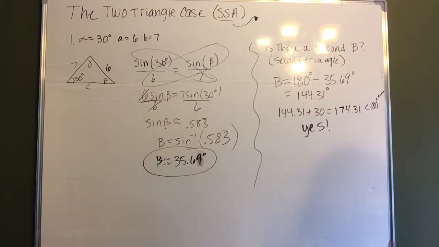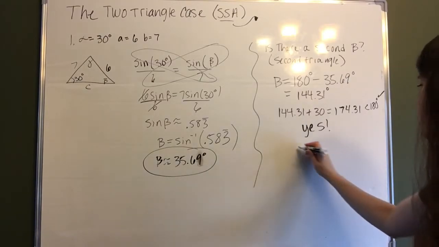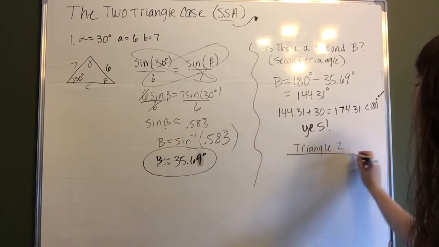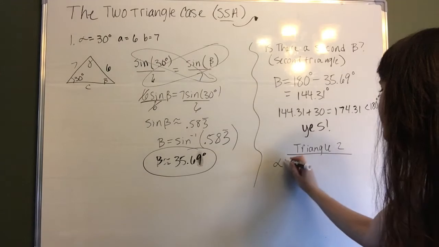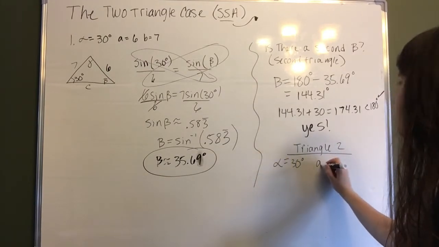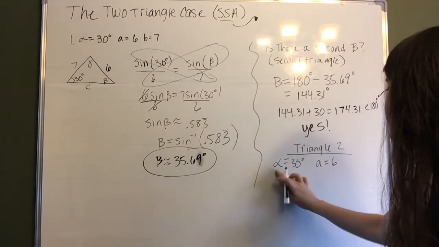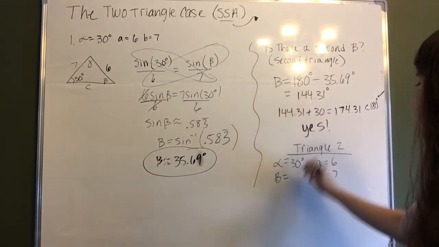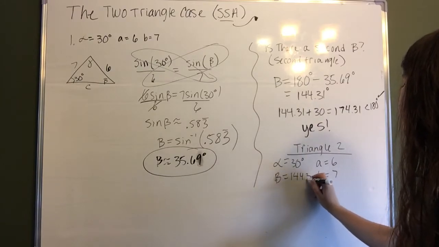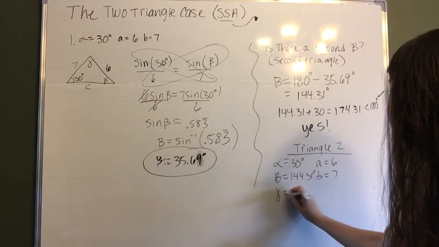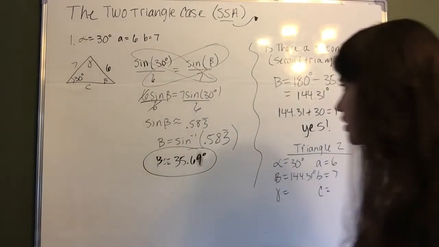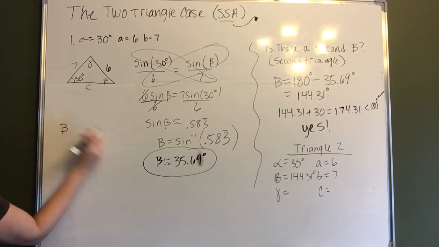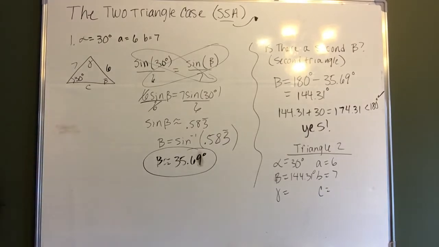All right, so for triangle number 2, what we're gonna have is we still have the same alpha value, we still have the same A value, we still have the same B value. We figured out a new beta value, which was the 144.31 degrees. So we're gonna have to figure out gamma and C over here. All right, now over here, we figured out beta already. We still need gamma and we need C.